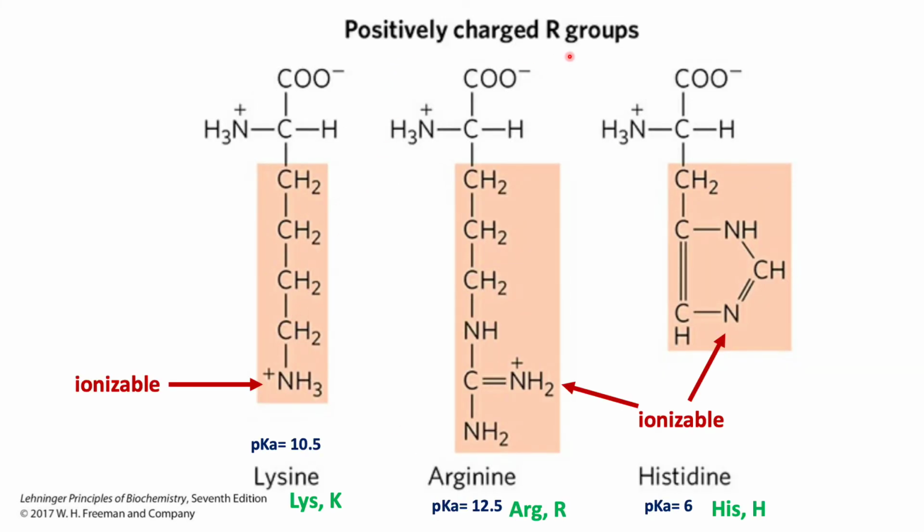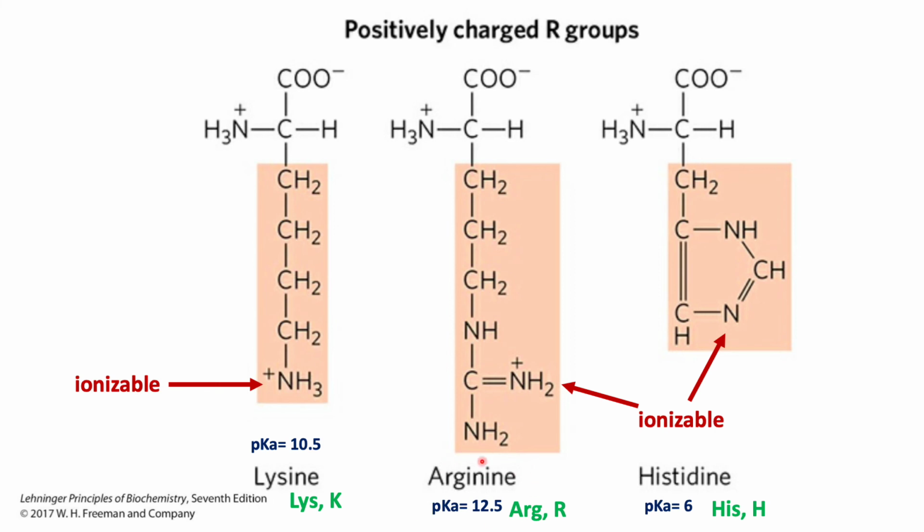Now, for the positively charged R groups. What's important to note is that the most hydrophilic amino acids are the ones that are charged. It doesn't matter if they're negatively charged or positively charged. As long as they're charged, they will be the most hydrophilic. So we have 3 that are positively charged at a pH of 7: lysine, arginine, and histidine. All 3 of them have ionizable groups. So for lysine, it's that NH3. For arginine, it's that NH2. And for histidine, it's that nitrogen double bonded to a carbon.